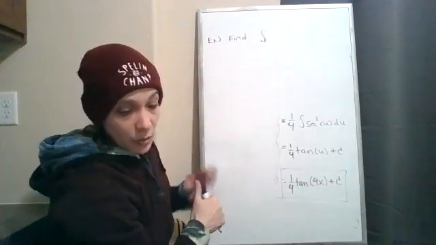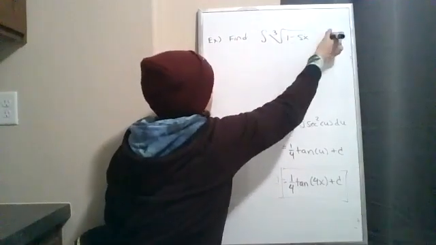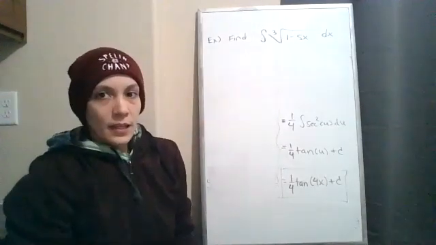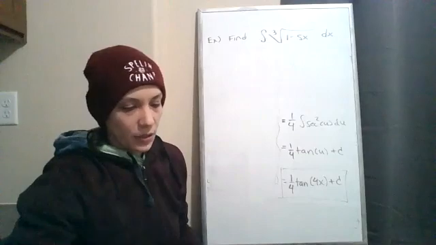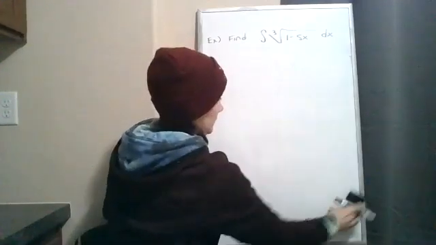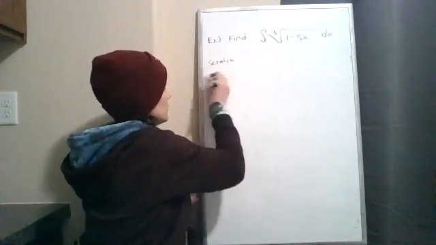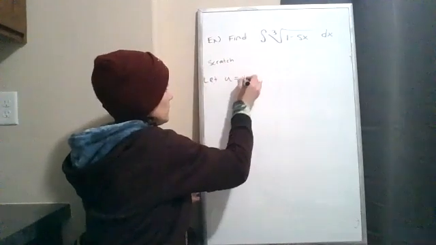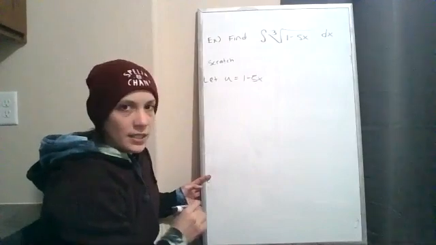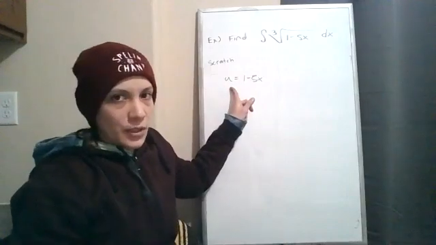It's the integral of the cubed root of 1 minus 5x dx. Okay, u will be 1 minus 5x. In some problems, you might have to try different u's and see which one works best. This one's a little straightforward.